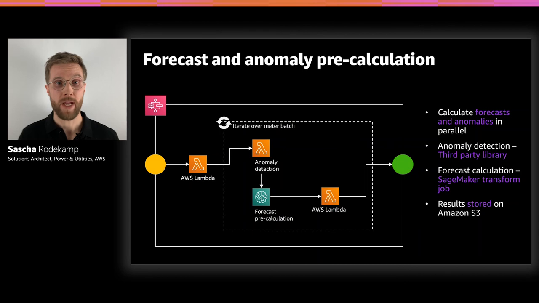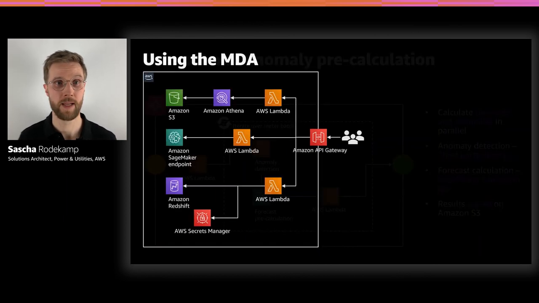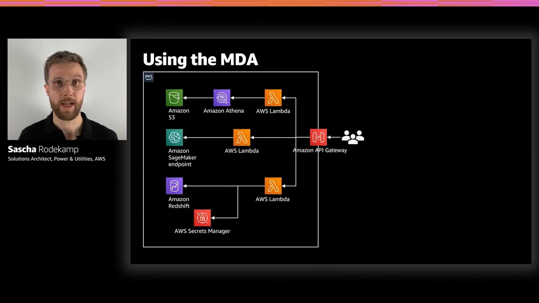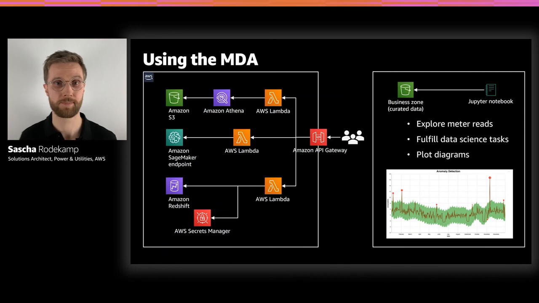Speaking of, now we have both the trained model and our pre-calculated anomalies and forecasts. Now we need a way to access them. And for that, we're deploying an API endpoint, which provides us access to our different sources, like the S3 bucket that contains our pre-calculated anomalies and forecasts. And we're using Amazon Athena to retrieve this data from S3. We also provide the possibility to ask our SageMaker endpoint for inferences of single meters, and of course loading current and aggregated meter reads from Redshift.